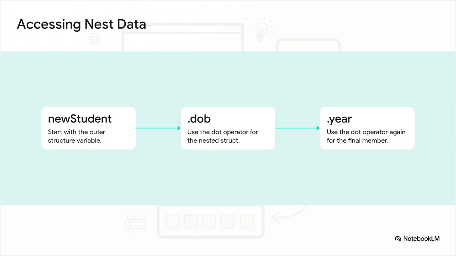So the question is, how do you get to that data that's buried inside? It's actually just the logical path. You start with your main variable, say new student, then you use a dot to go inside to the DOB member, and from there you use another dot to get to the year. See? newstudent.dob.year. It's like following a breadcrumb trail right to the piece of data you need.